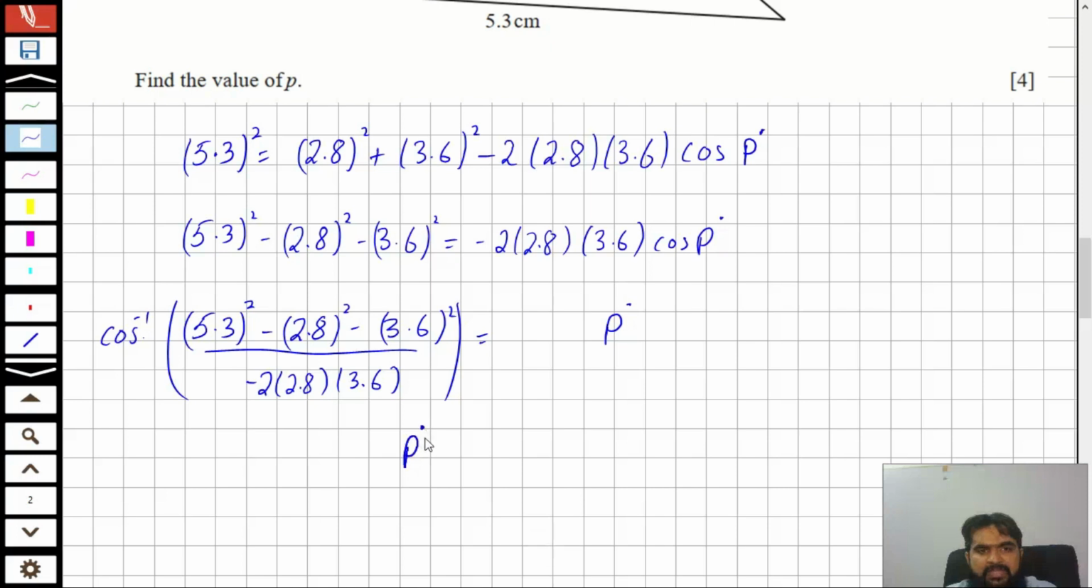So angle P is 111.19, or let's say 111.2. Okay, so this is how you can find the angle.